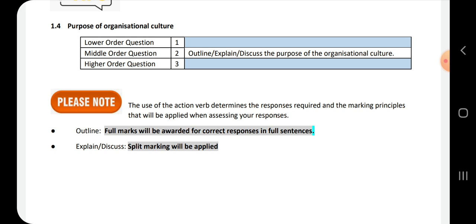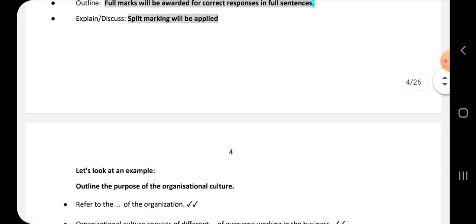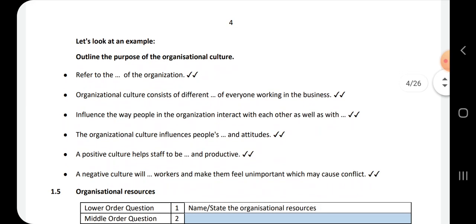So the use of action verbs determines the response required and the marking principle that will be applied when assessing a response. So when they say outline, full marks will be awarded for a correct response in full sentences. When they say explain or discuss, split marking will be applied. So let's look at an example. When they say outline the purpose of the organizational culture.